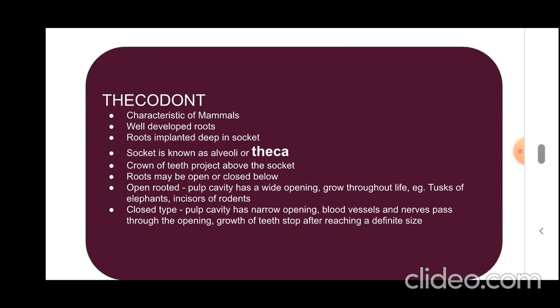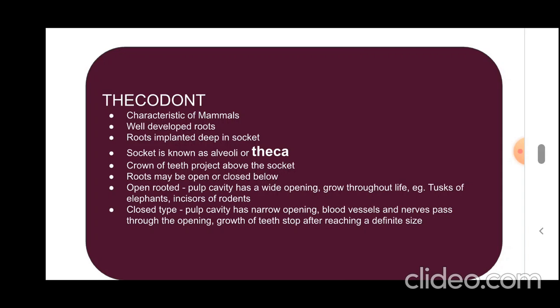Then what is closed type? Here the pulp cavity has a narrow opening, and through this narrow opening only blood vessels and nerves pass. So the growth of the teeth stops after reaching a definite size. This is known as closed type dentition. The other is open rooted dentition.